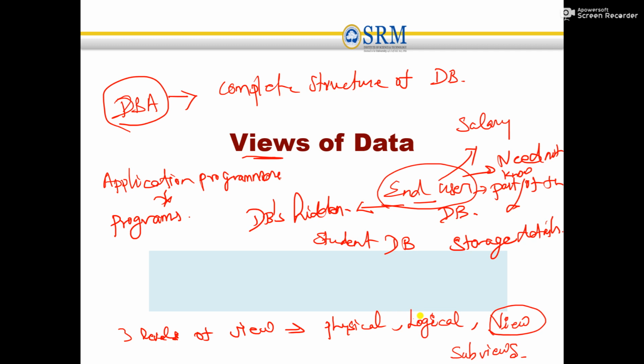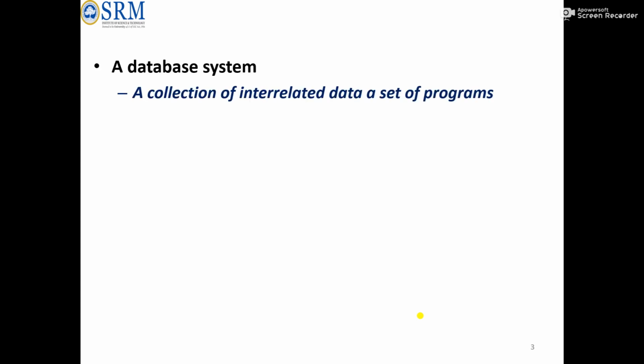Right? Now let me go in depth, one by one, about what we can do with the physical level, the physical view, the logical view, and the view level. As we know, the reason behind having three different levels of views is that the database consists of various interconnected data, and every piece of data is accessed through a set of programs.